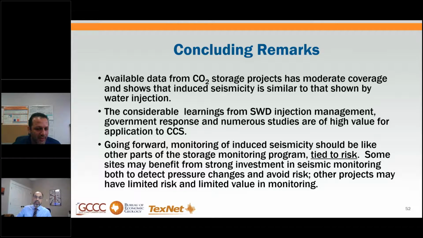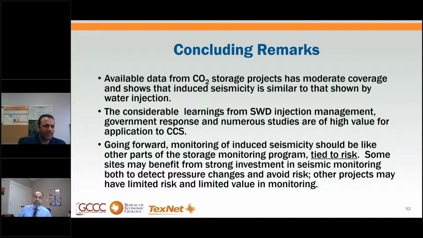Our concluding remarks at the end of the presentation are that based on the available data from the CO2 storage projects, we see that there is a moderate coverage as far as the data goes, and it shows that the induced seismicity is similar to what we have seen or what we would be expecting to see in the saltwater disposal projects. We believe that there are considerable learnings from saltwater disposal injection projects as far as the management goes, how the government is responding to these projects, and the numerous studies are really of high value for us to apply for CCS projects.